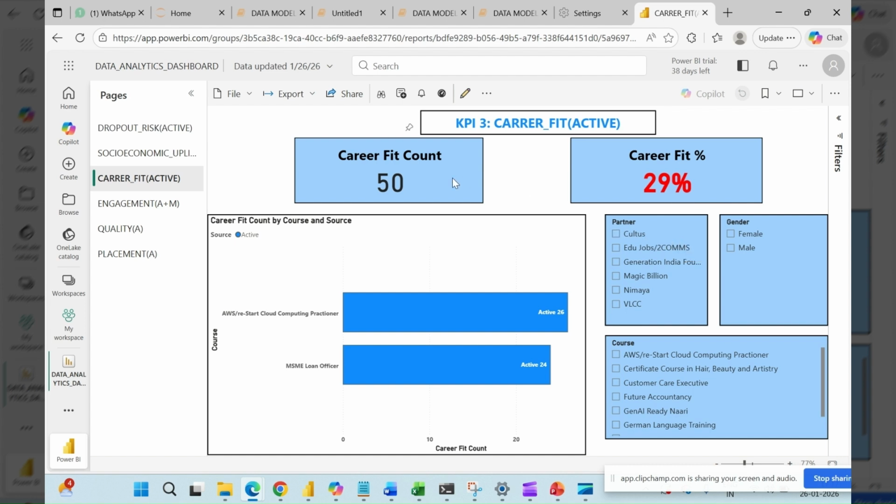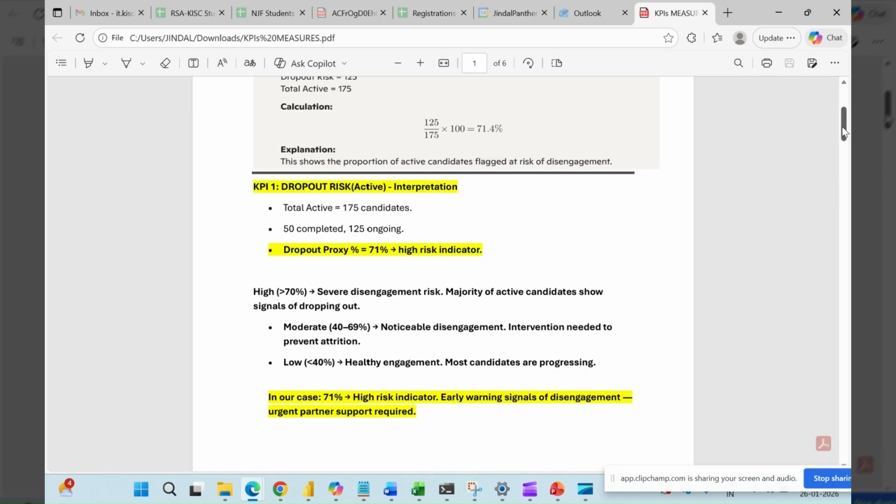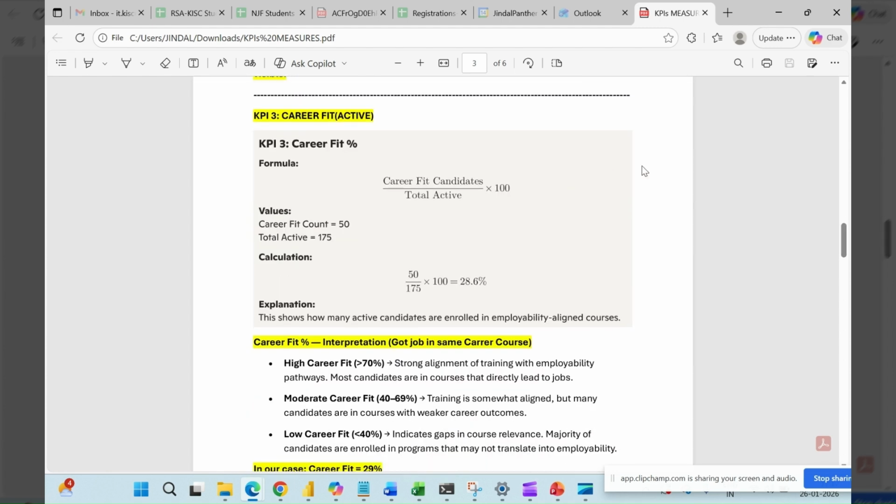Right now we don't have data. So again, we are treating those 50 count who have completed their course as having completed the course and got the job. Again, this is a proxy. So the career fit percentage is 29%. How did it come over here? Let me show you the formula details also. If we go to this KPI details, let me show you here KPI 3 career fit active. The formula is career fit candidates over total active into 100. Right now, as we don't have any placement data, we are assuming that these 50 students who have completed the courses have got jobs in their corresponding field.